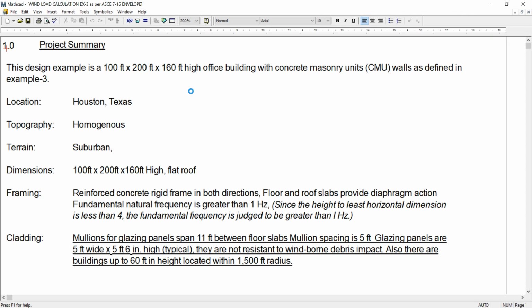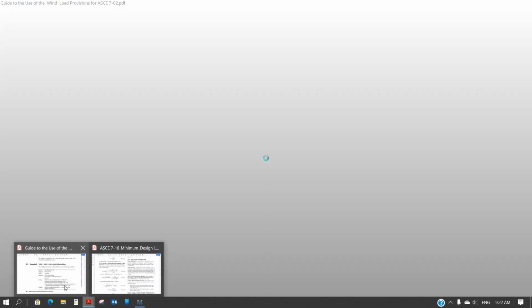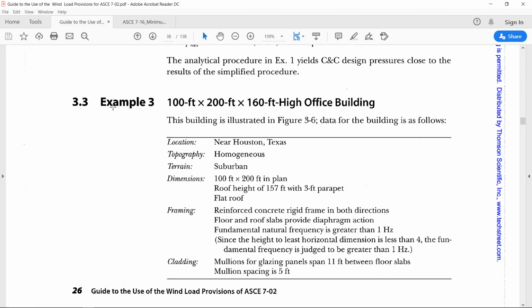Actually this is not a new video, this is in continuation with my last video. In that video I took an example, and that example was example number 3 from a guide based on ASCE 7-02. This example was a 100 feet by 200 feet building which was 160 feet high. This building was used as an office building.